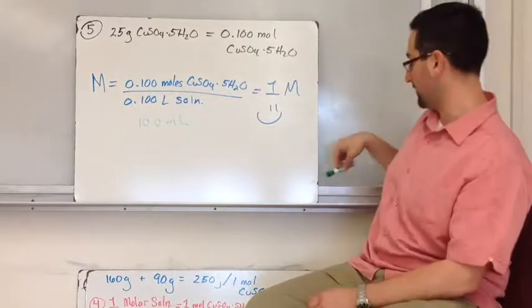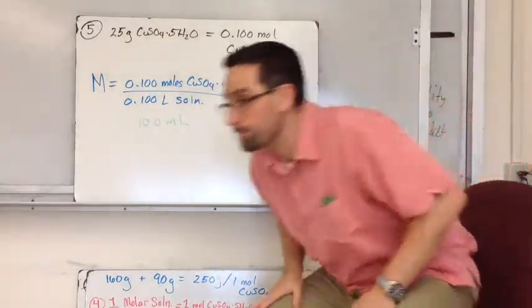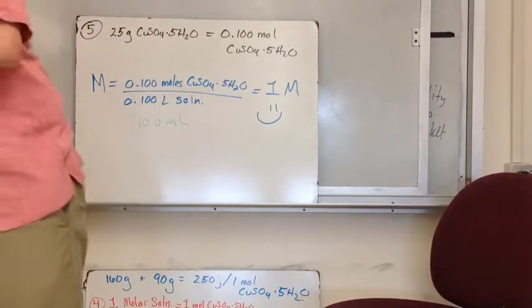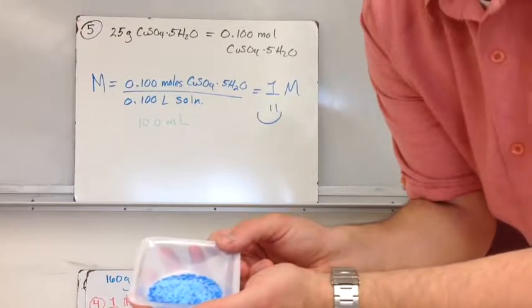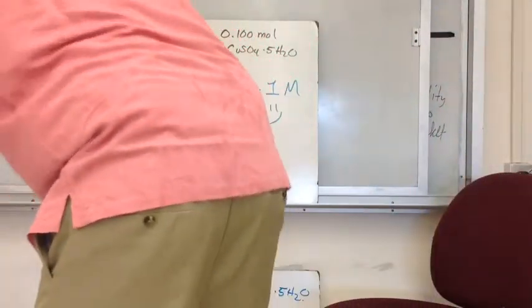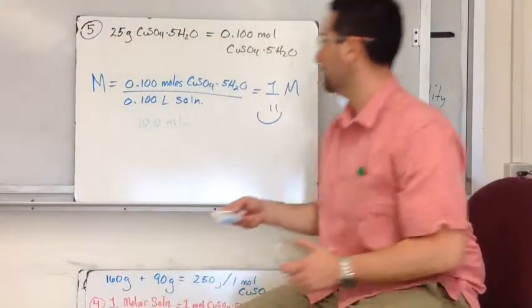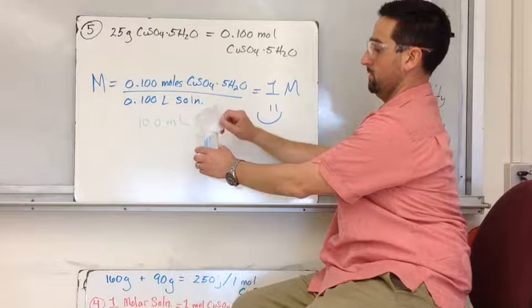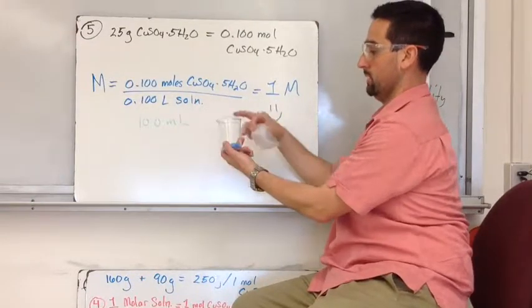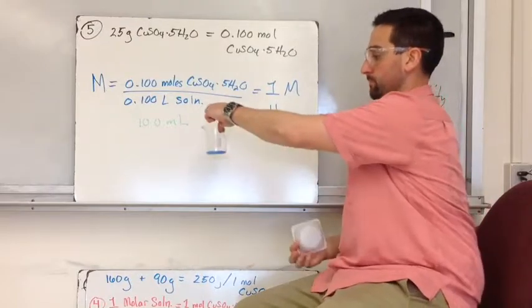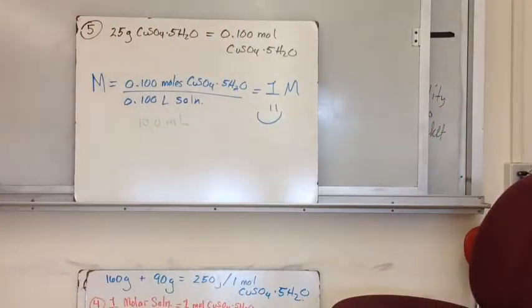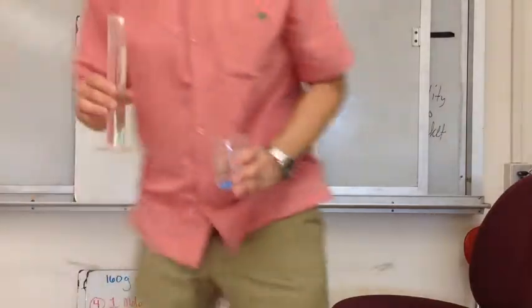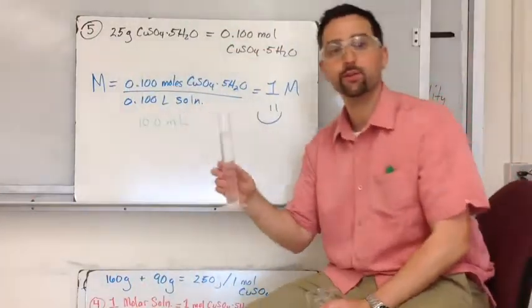Now to demonstrate that, I have that pre-measured. I'm not sure if the camera's going to pick this up or not, but there's our copper sulfate. It's 25 grams. I've pre-massed this. And what I'm going to do is take my solute. Here's my 25 grams. That's my solute. But we need 100 milliliters of a total solution. So, here's my graduated cylinder with 100 milliliters.